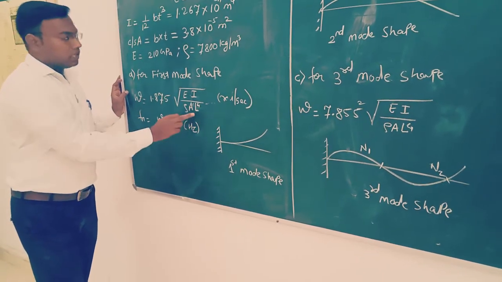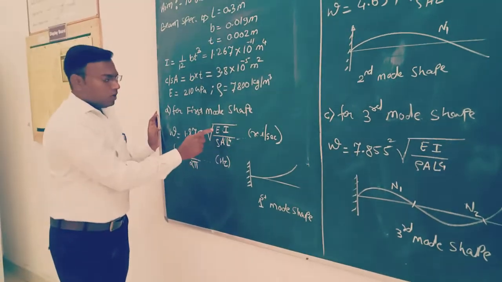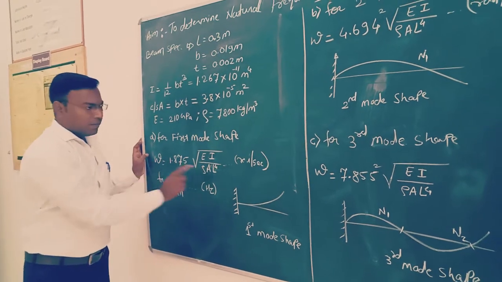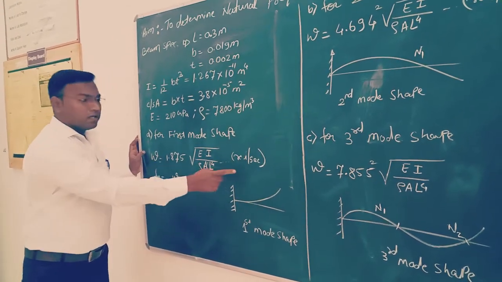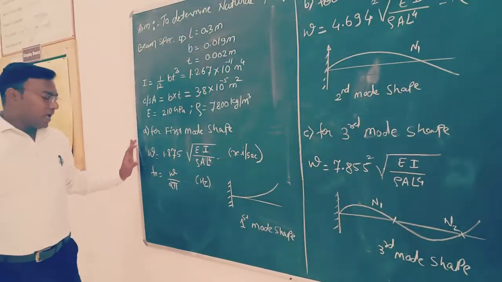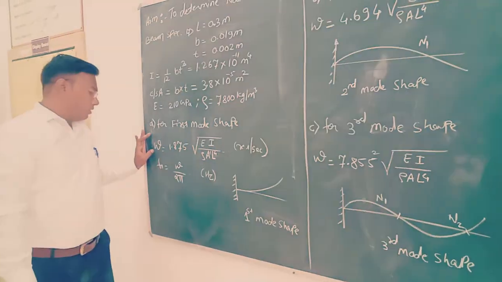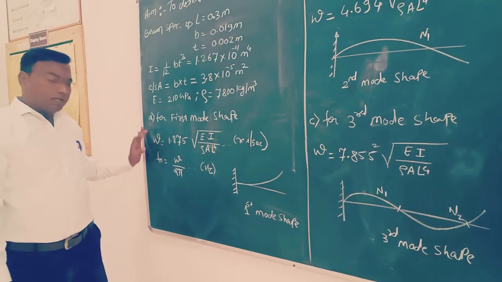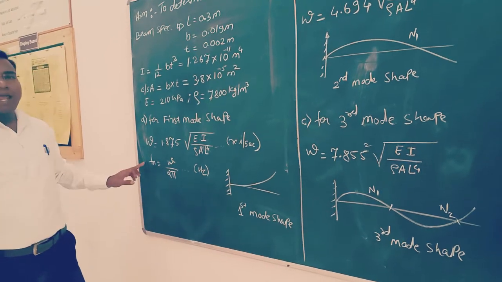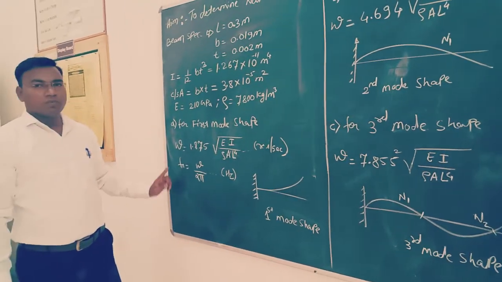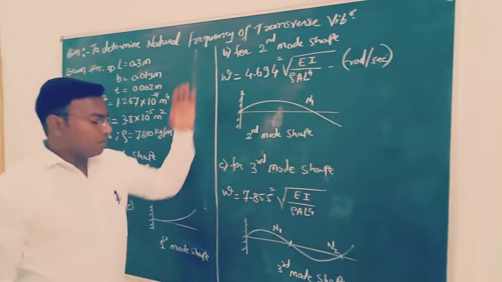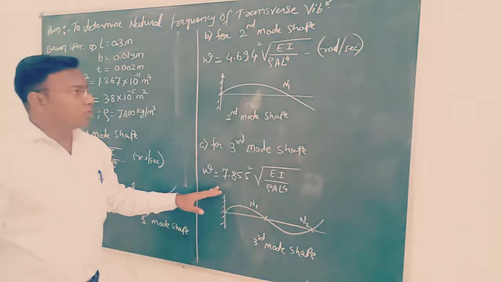The length of the beam is already known. Substitute the value of E, and substitute the value of I that we have determined, and we get the angular speed in radians per second. Once we have determined the angular velocity, the natural frequency is omega upon 2 pi. This is the calculated natural frequency of the first mode. Similarly, we can determine the calculated natural frequency for the second mode and for the third mode.